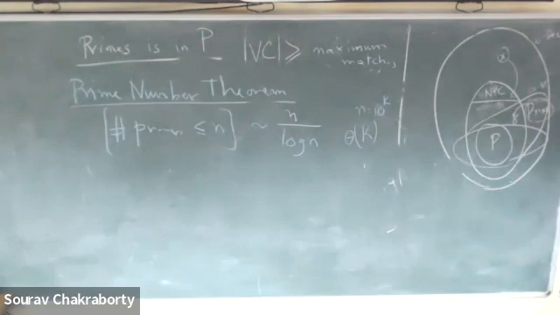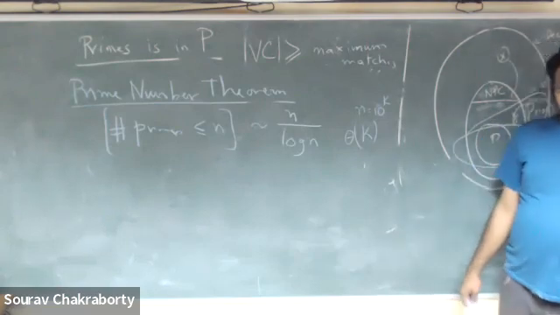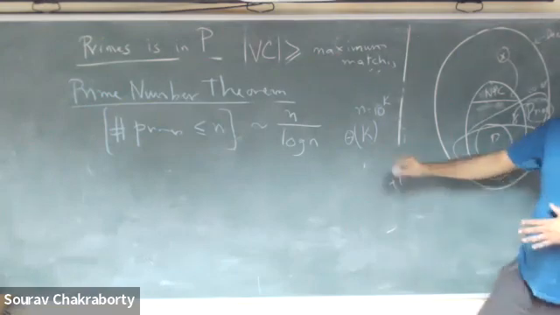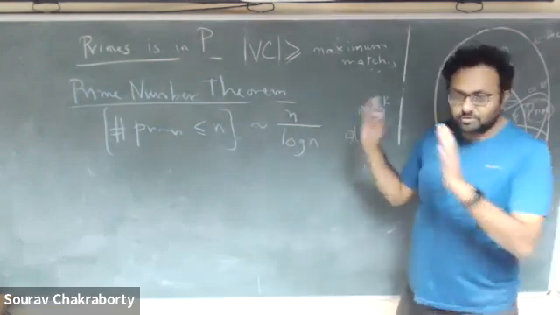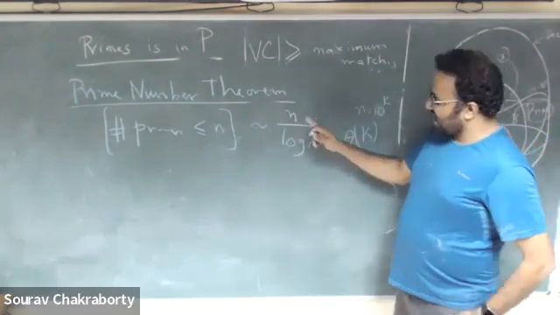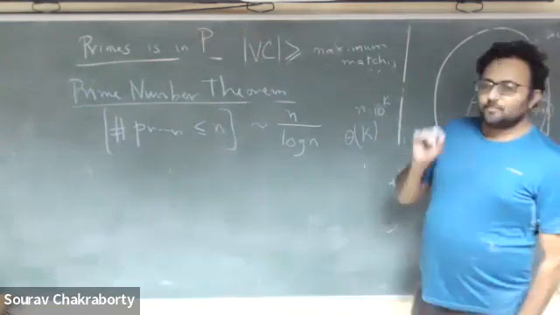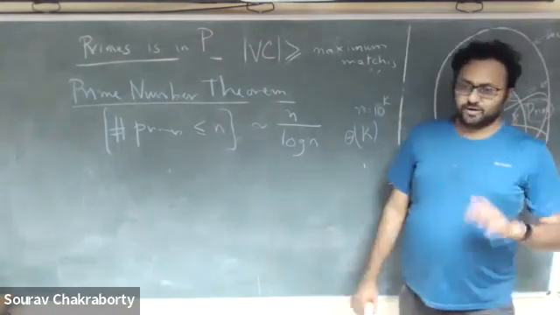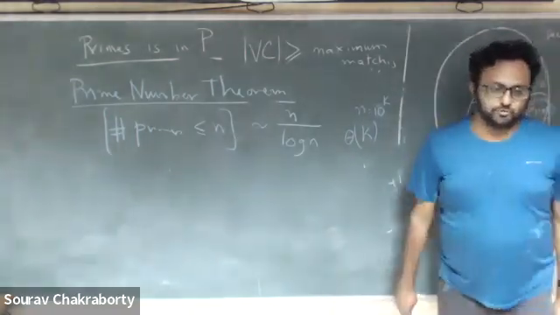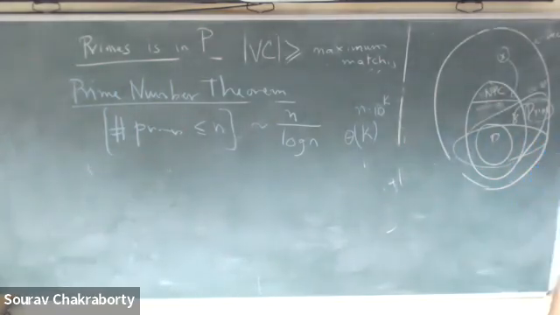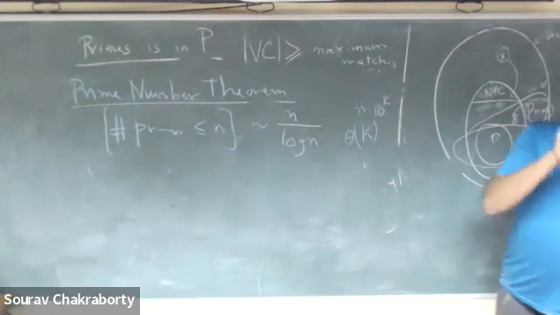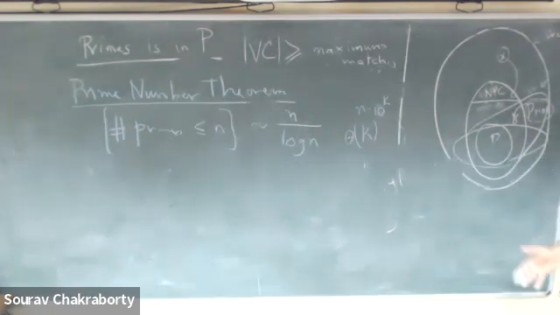How many times do you have to repeat it? Let's go back again. You can think of it as a box of numbers: some are prime, some are composite. The probability that a number is prime is 1 by log n. Then how many times do you have to repeat to obtain a prime? On expectation, log n times.